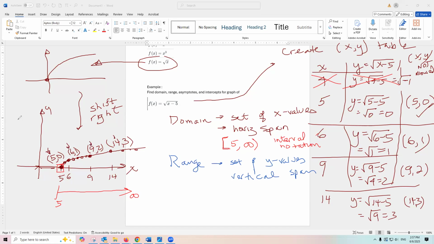Let's do the same thing for the y values. It looks like they're starting at 0 and getting bigger and bigger. So the way I'm going to write this is 0 comma infinity. Another way to think about that is, here is the vertical span of the graph. It starts here at y equals 0 and goes up to infinity. So this is the range. This on the x-axis was the domain.